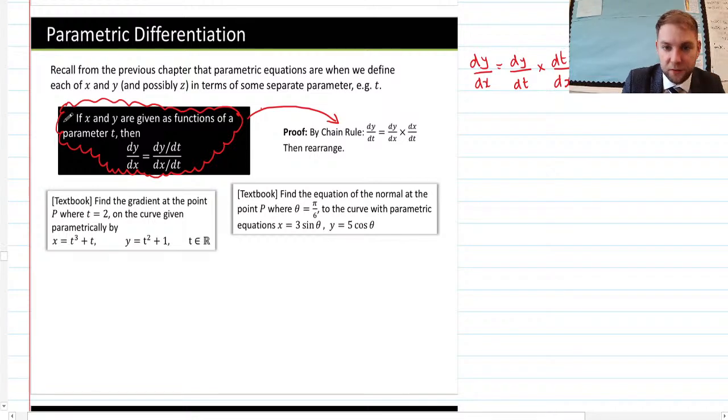So just get that down. I think this one's probably the most important one. That's the one we'll probably use the most. Okay, we're going to get this one down here as example 1. So find the gradient at the point P where t is equal to 2.